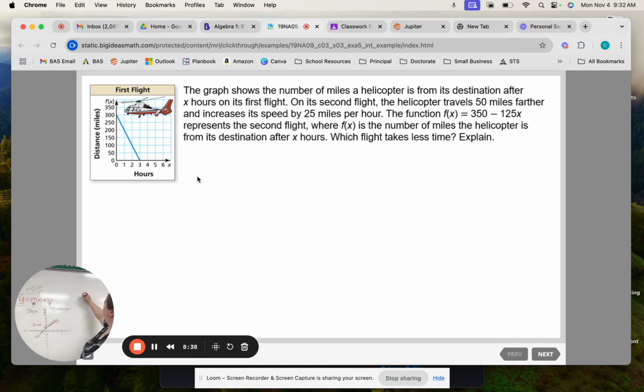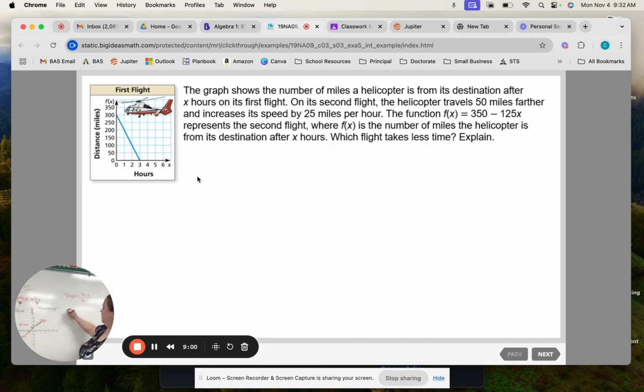Y equals mx plus b. No, that's the slope-intercept formula. To find the slope, you take y2 minus y1 over x2 minus x1. Write this down in your journals.